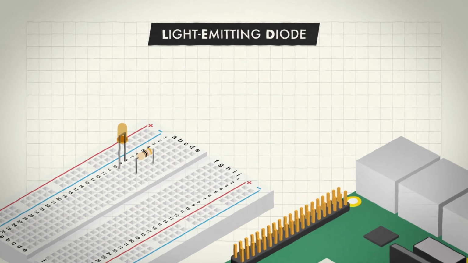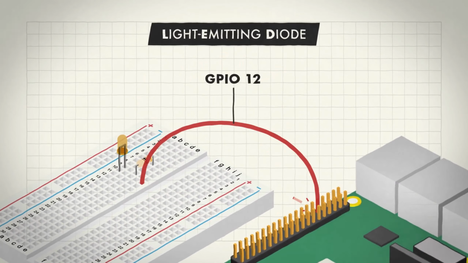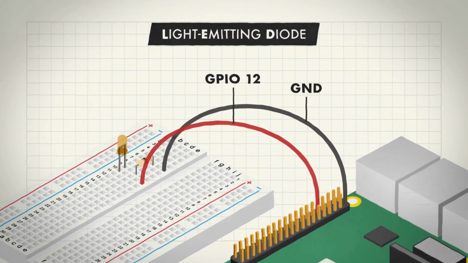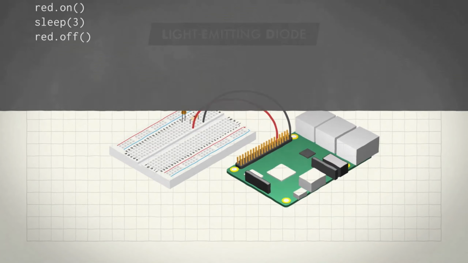We show the bulb here connected to pin 12, but you can use any numbered pin on your Raspberry Pi. Whichever pin you choose, remember to use the correct pin number in your script. To light your LED, you can use the following code.